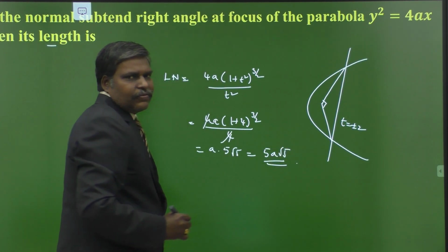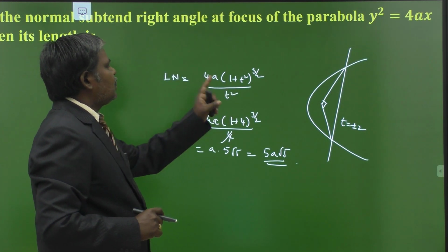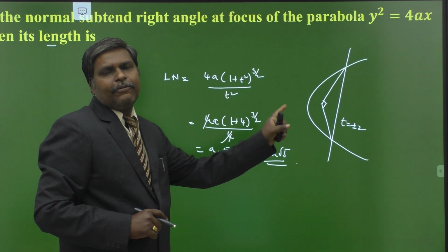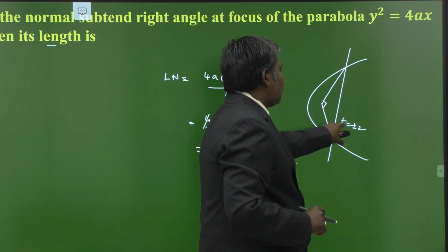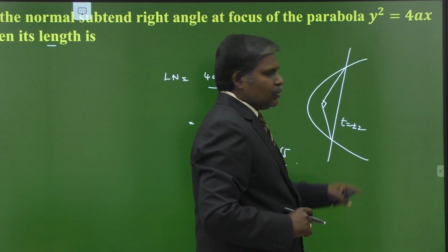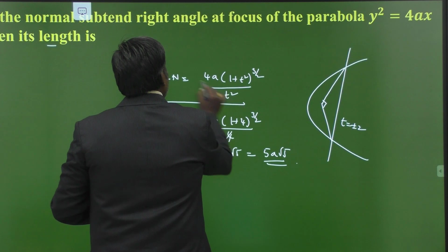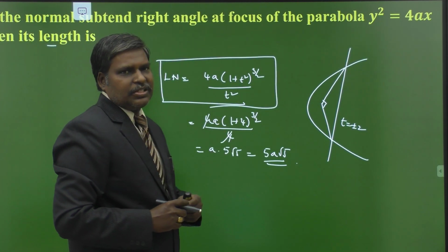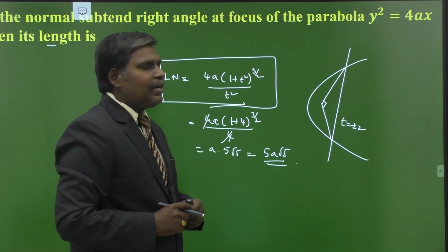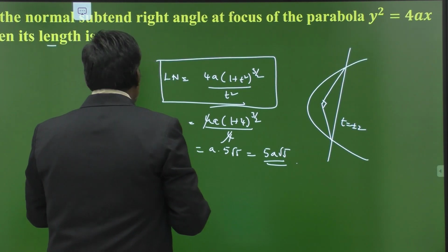This is the length of normal at P of t to the parabola that subtends 90 degrees at focus. If it subtends 90 degrees at focus, the value of t is plus or minus 2. You have to remember. This one is also you have to remember. Length of the normal at any point P of t to the parabola is 4a into 1 plus t square whole to the power of 3 by 2 by t square. Understand?